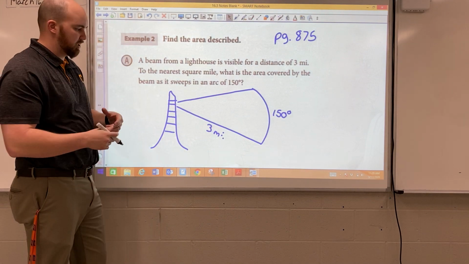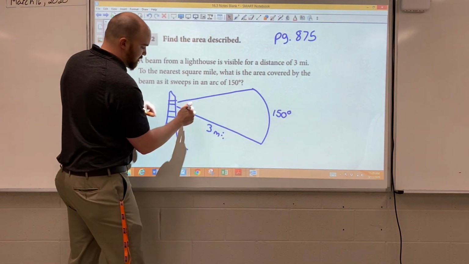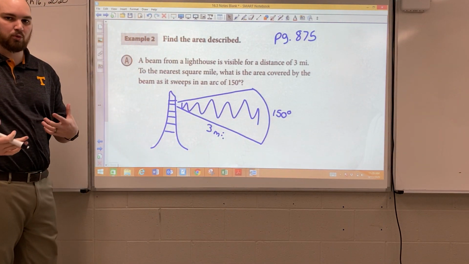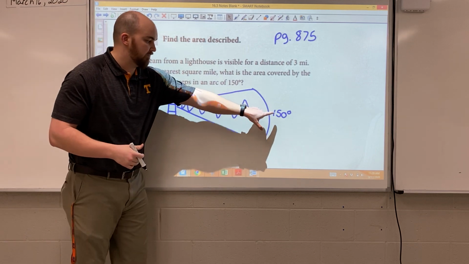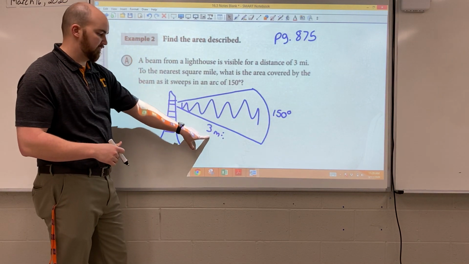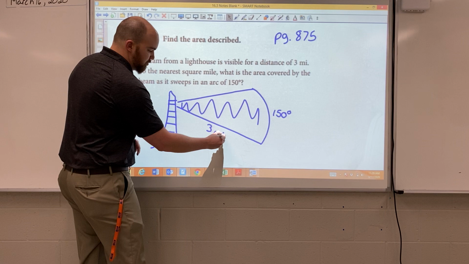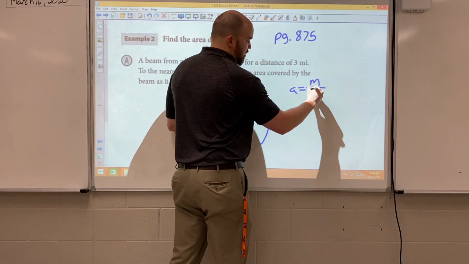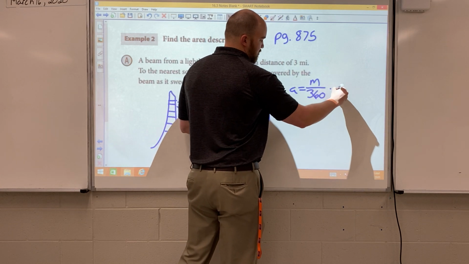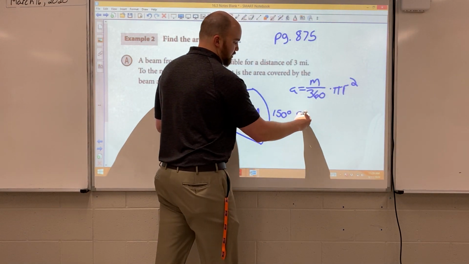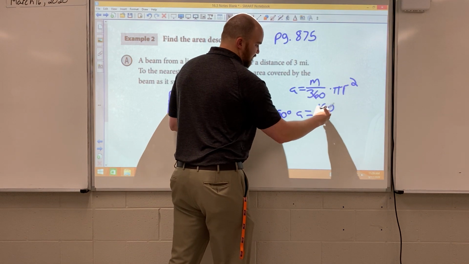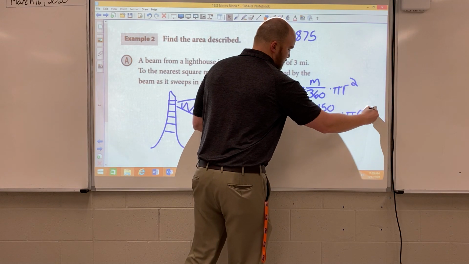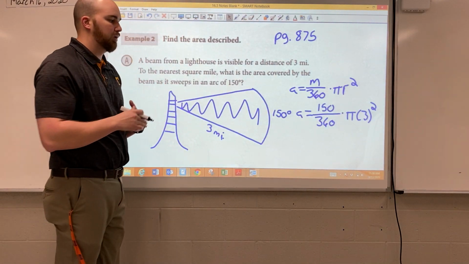So what we've essentially done is this whole thing here, this whole shaded area here, that is our sector. We want to find the area of that. I have my measure, I have my radius. All we have to do is plug in. So we get area equals m over 360 times pi r squared. So we get area equals 150 over 360 times pi times 3 squared. So we're ready to plug that in.